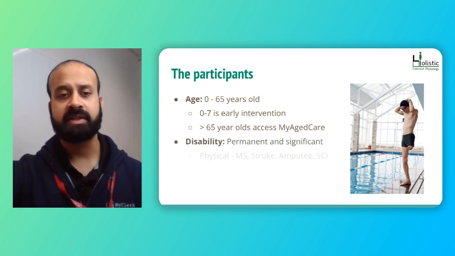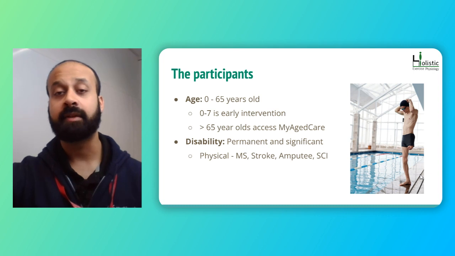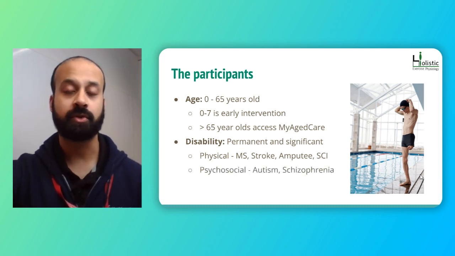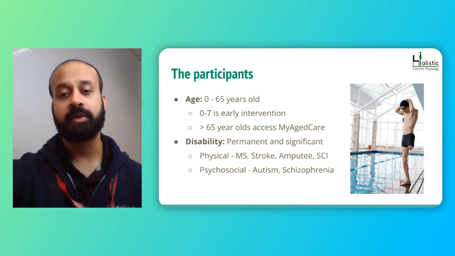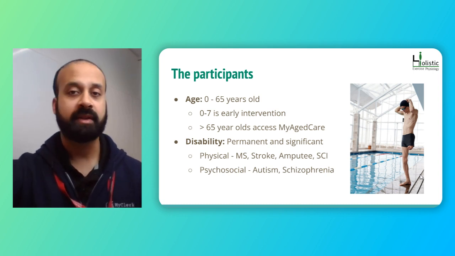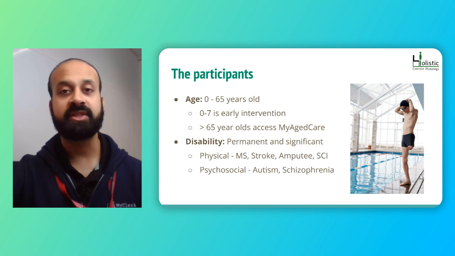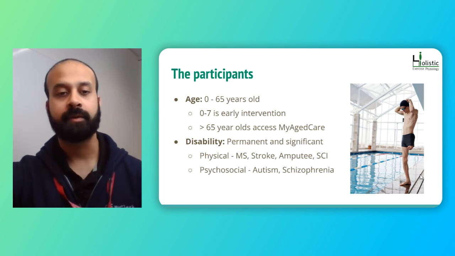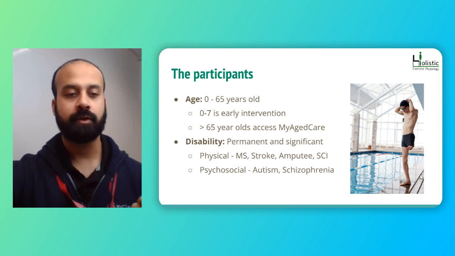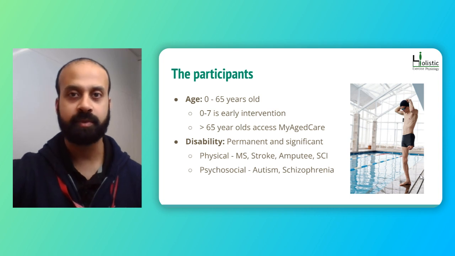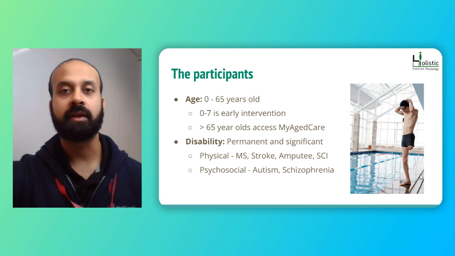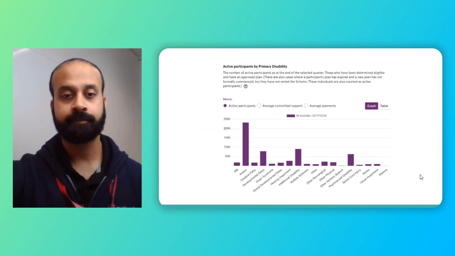Again, as I said earlier, the disability is permanent and significant, but that could mean physical. So things like multiple sclerosis, stroke, amputations, spinal cord injuries, and the list goes on. So these are all examples of physical disabilities, but there's also a lot of psychosocial disabilities, things like autism and schizophrenia, bipolar, etc. So in other words, there's no apparent disability, there's no visible disability, but the person still has a permanent and significant disability through the mental health.